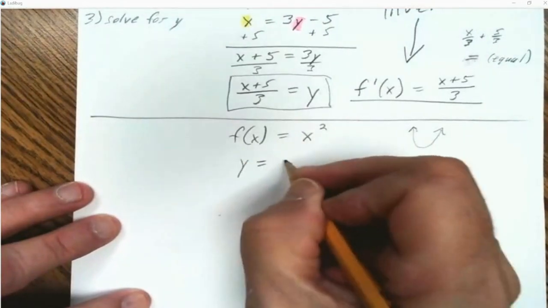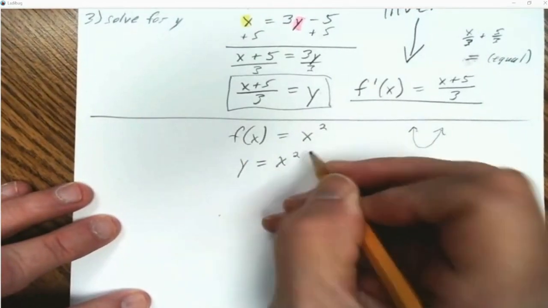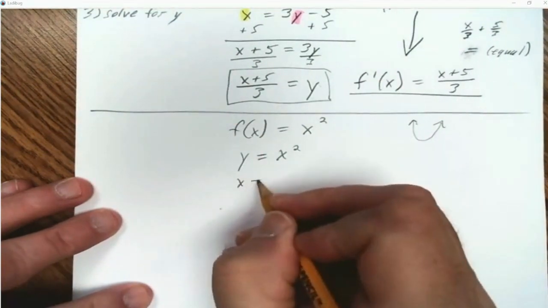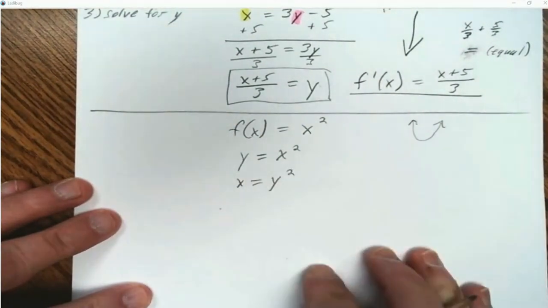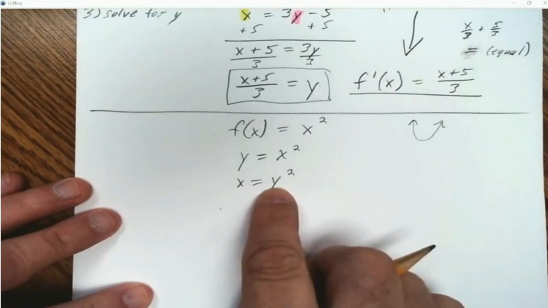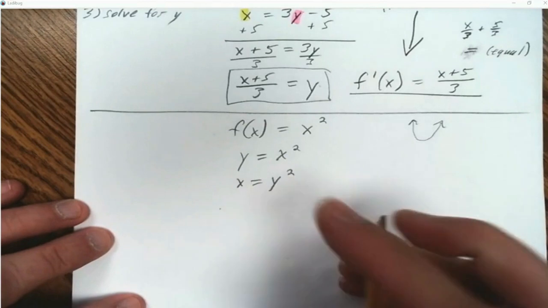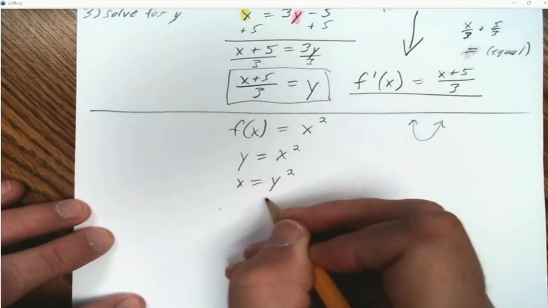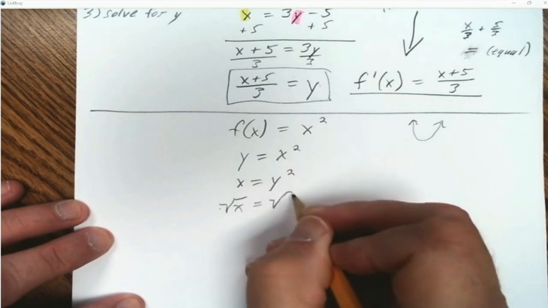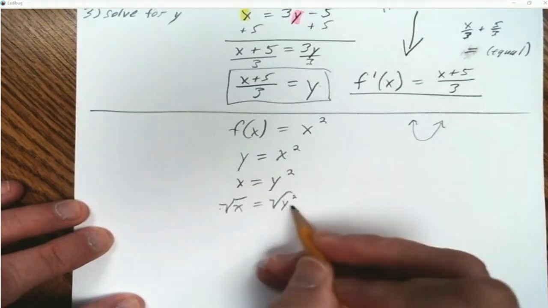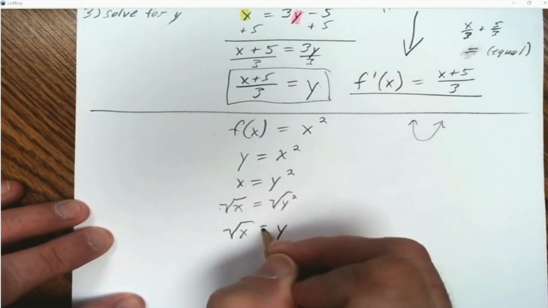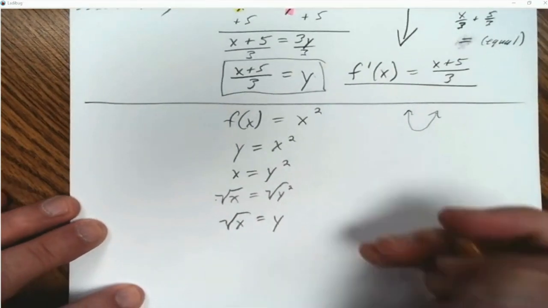Y equals x squared. So we rewrote it as y equals. Now we swap them. X equals y squared instead of y equals x squared. And now we solve for y. We have y squared, so we want to take the square root of both sides. Square root of x equals the square root of y squared. The square root of y squared is just y. Square root of x is just the square root of x. So this is the inverse.